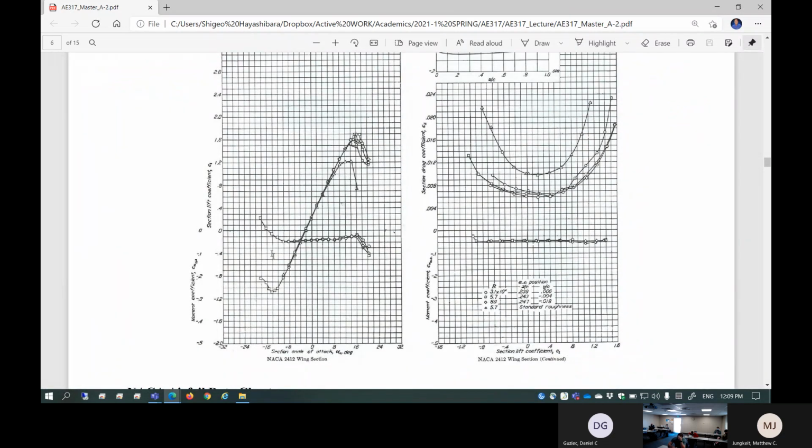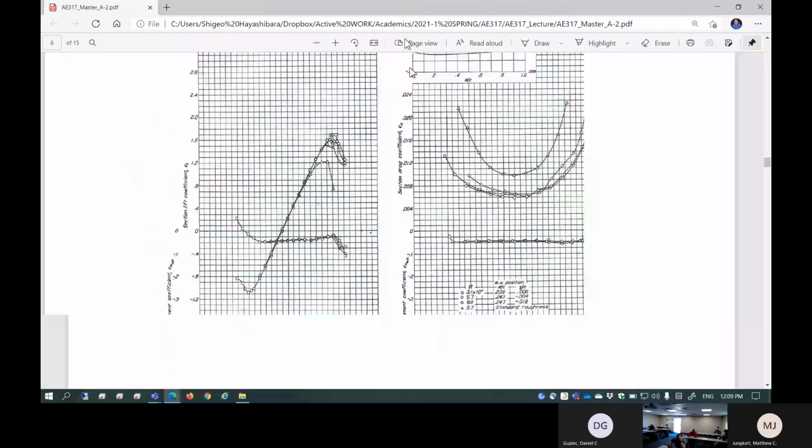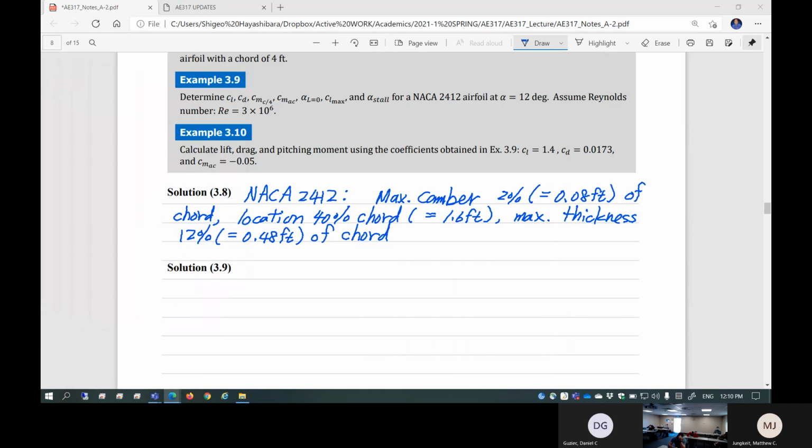All right. So there are multiple things we have to do. At alpha equal to 12 degrees, what is the CL, CD, CM quarter chord? 12 degrees. It's right here. 1.42. Well, this line right here. So not quite 1.1. It's like what?